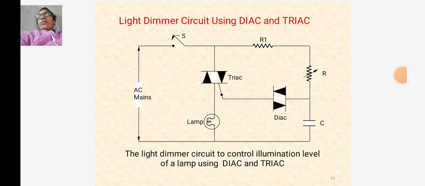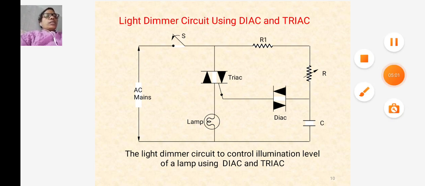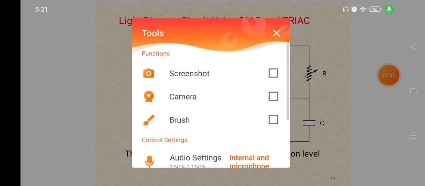Now we are going to discuss the light dimmer circuit using diac and triac. In the circuit we can observe the AC mains, one switch and one triac, one diac, one lamp, and a resistance and capacitor connected in series with the diac.